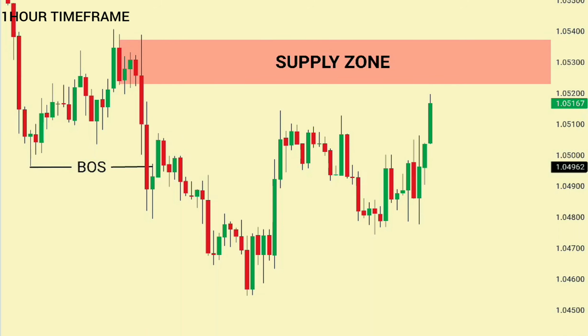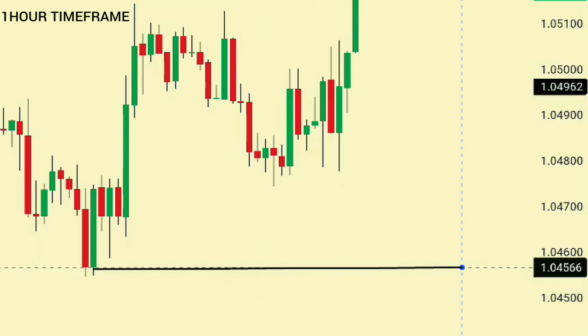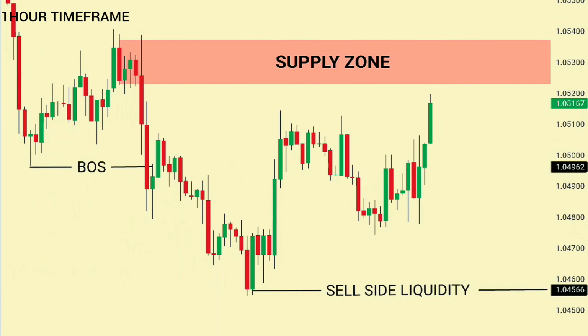Now, before price reaches the supply zone, I want to identify the next important destination on the downside, and that's this sell-side liquidity. Why do I mark it now? Because every trade should have a logical objective before execution. By knowing where price is likely to move if sellers take control, we can judge whether the setup offers enough potential. But before price can begin that move, there's one important event that usually takes place first.